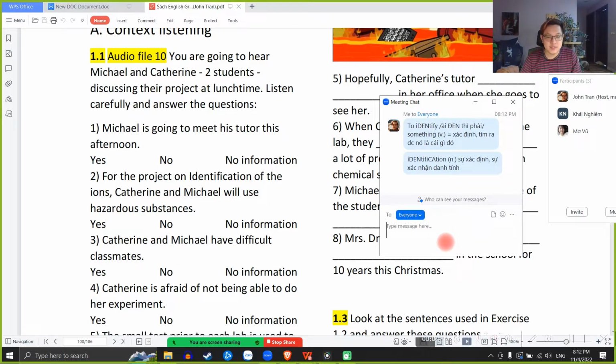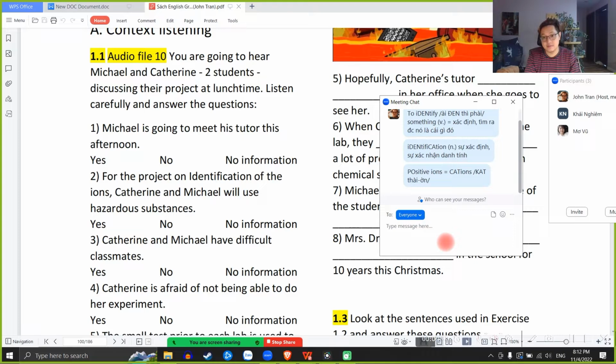For the project on identification of the ions, cho cái project về cái sự phân biệt những ion á, like we have, you know, ion âm và ion dương. So we have the positive ions, we call them cations. Những ion dương tôi gọi là cations, chứ không phải là cation nha. Cations. And we have the negative ions. It's called anion. Anion tiếng Việt là anion á, với lại cation á, thì là tiếng Anh là anions and cations. Cations and anions.